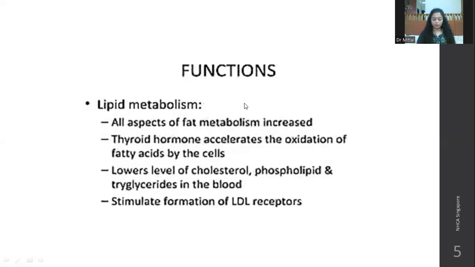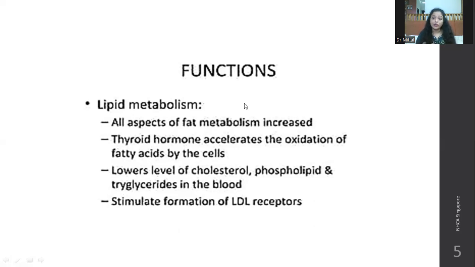Lipid metabolism, breakdown of the fat. All aspects of fat metabolism are increased. Even the fat that is stored in the adipose tissue, adipose cells. Fat is stored in the form of adipose cells, adipose tissues in your body. When that gets used up, it will also get metabolized.